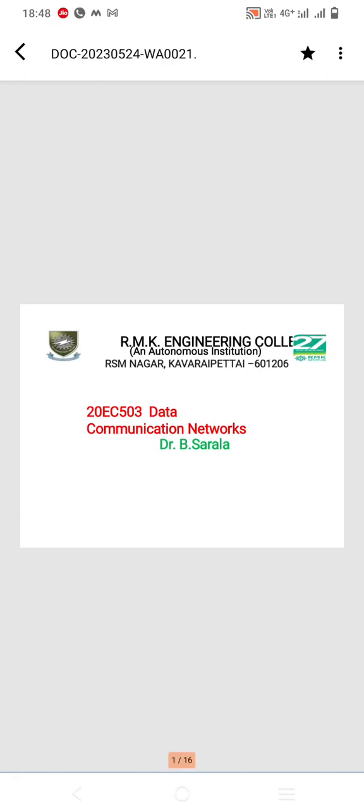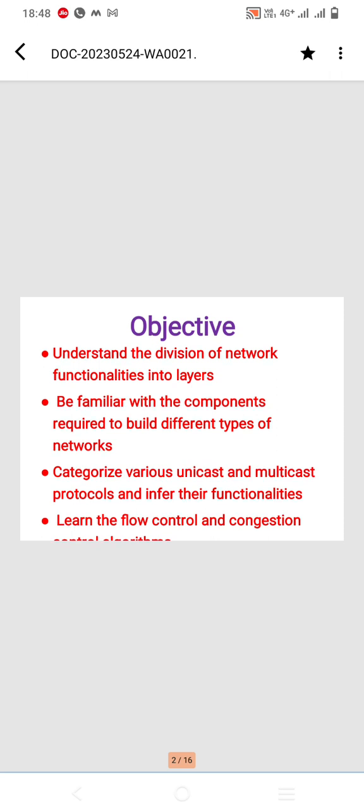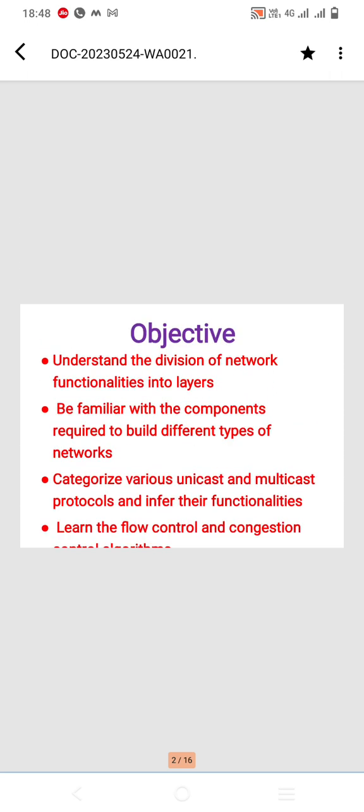This is Sarala. Now let us see a topic, TCP, Transmission Control Protocol, in Data Communication Network. Before entering into the subject, now let us see what are the objectives of the subject.